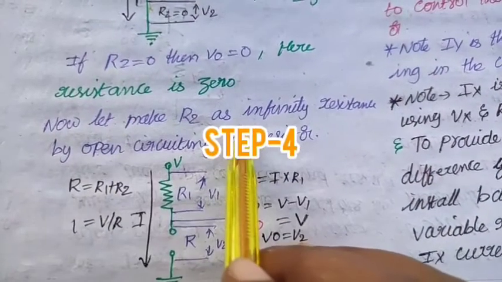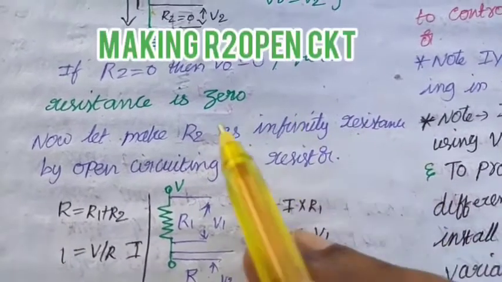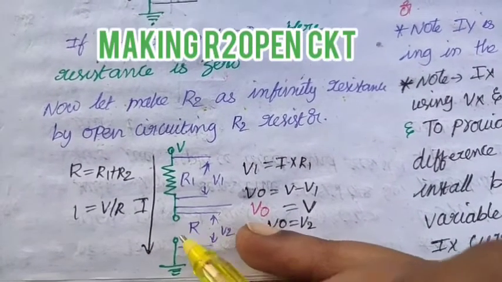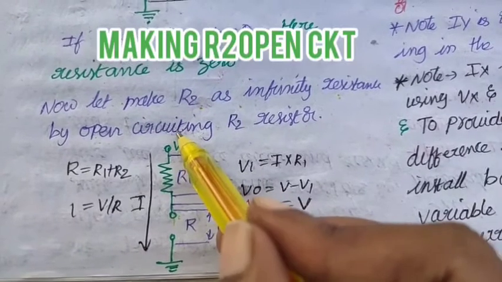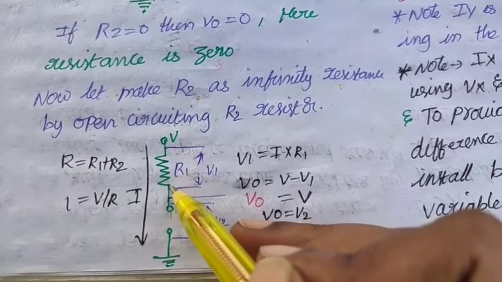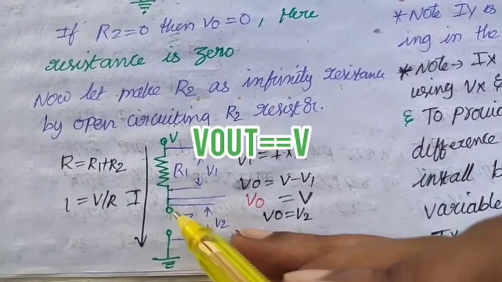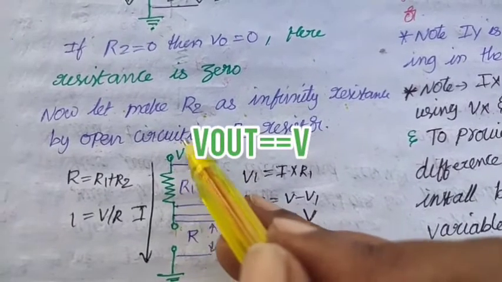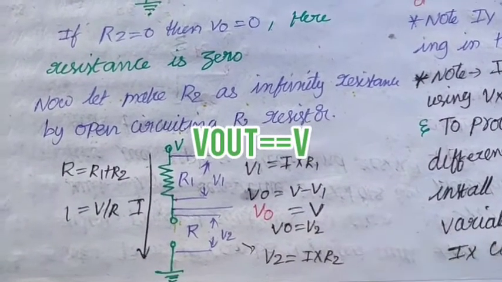Now let us make R2 an infinite resistance. How can we make R2 infinite resistance? Simply by removing it from the circuit. So there is an opening in the circuit. If you apply the voltage, current will flow to the resistor, and it will not go to the ground due to this opening. It will go to the output. So whatever voltage we apply comes to the output. So V out is equal to V.